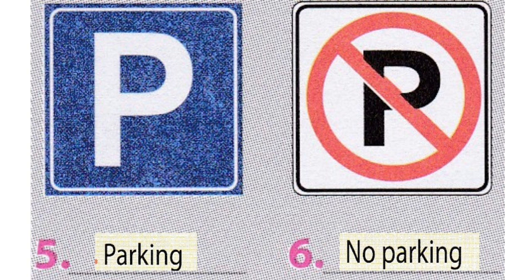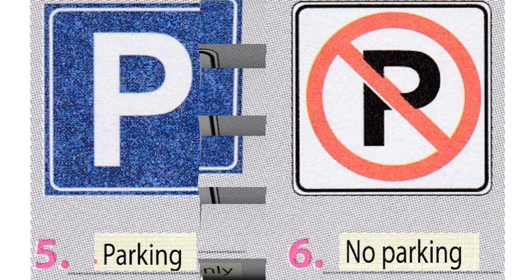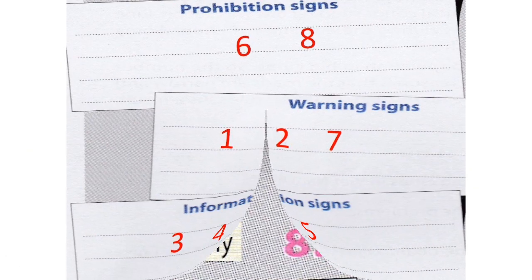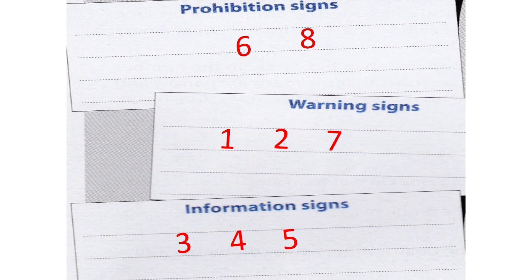Number 5. Parking. Number 6. No parking. Number 7. Left turn only. Number 8. No cycling. So we have 8 signs.